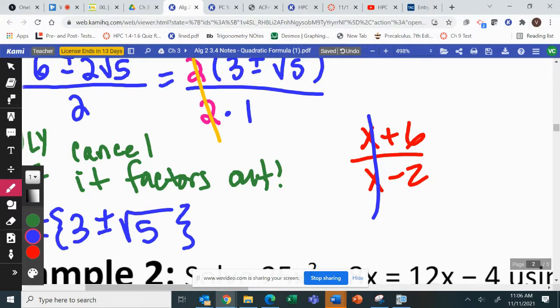So question: did I factor in x? No. If you don't factor, you can't cancel. So if you factor first, can you cancel? If you can factor it, then you can cancel it.